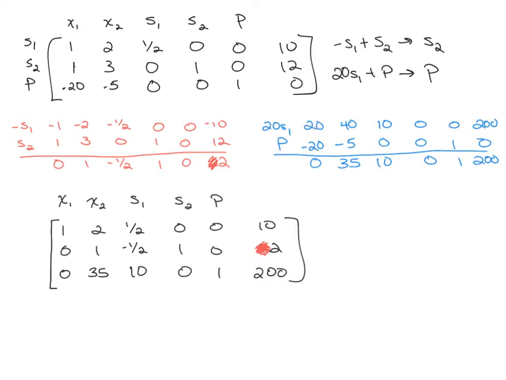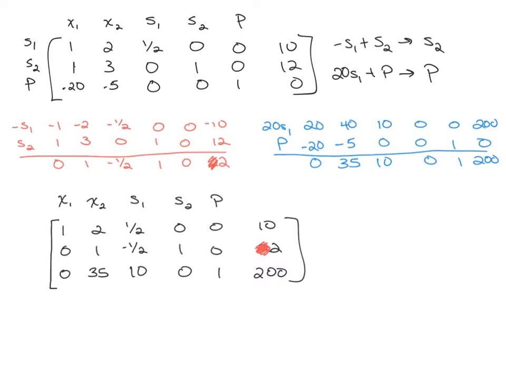So 20 times everything here, this would be 20 times 1 is 20, as you can see. 20 times 2 is 40. 20 times 1/2 is 10. 0, 0, and 200 is 20 times 10. And I think that's it. I think we are done.